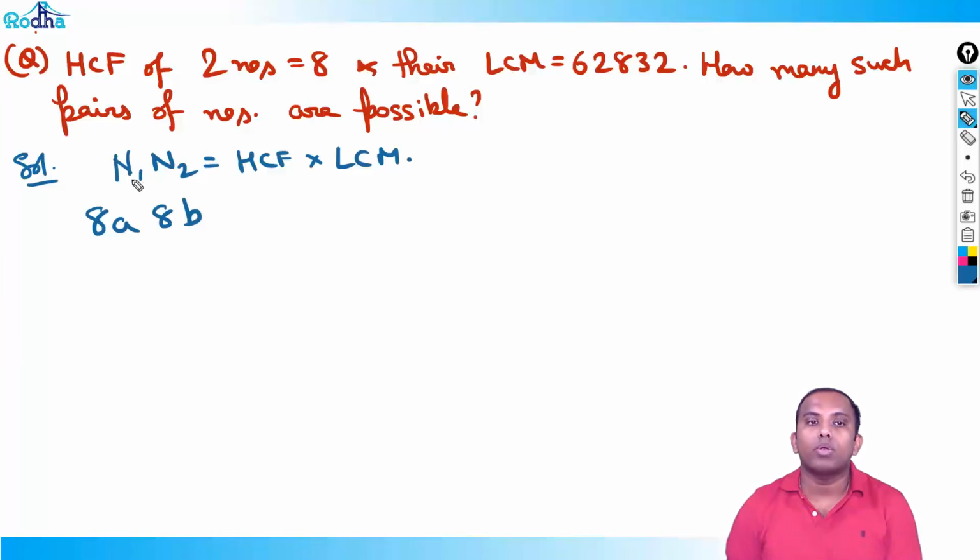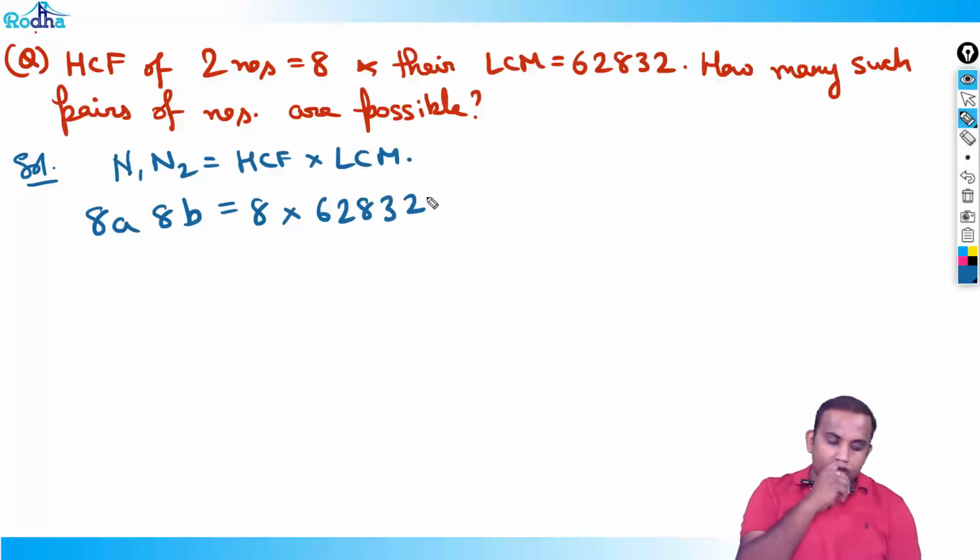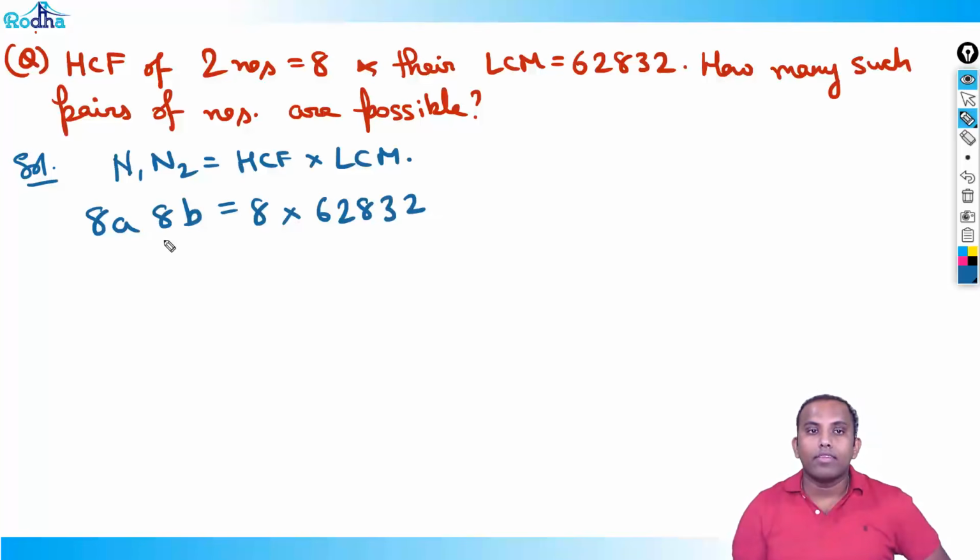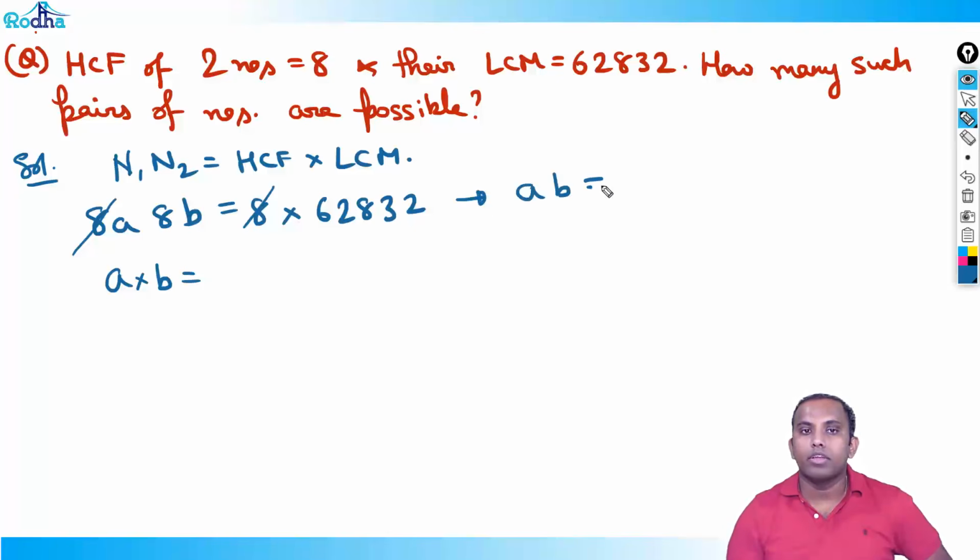So N1 into N2 will be 8A into 8B. Their HCF is 8 and their LCM is 62832, right? Once you cancel, this 8 will get cancelled here. So A into B you will get as 62832 by 8.